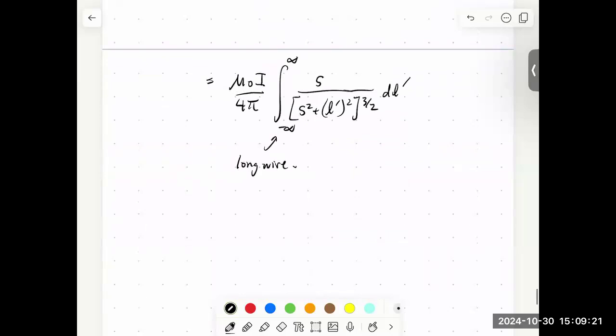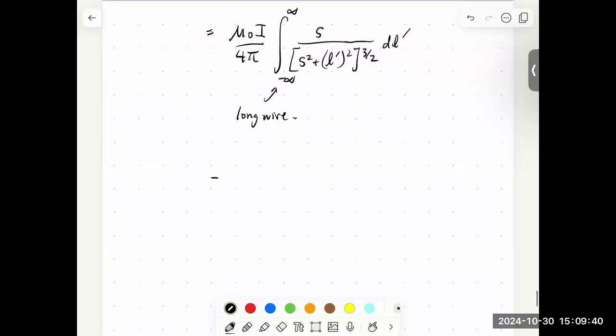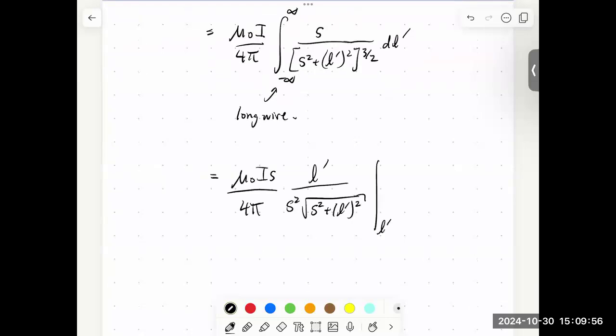Okay, and I'm not going to do the integral, but this is one of those trig function substitutions. I think this is the one where you would substitute L prime as something like s times tan of alpha. And if you do that, or if you look up the integral, what it's going to be is mu naught I s divided by 4 pi, and then you end up with L prime over s squared times the square root of s squared plus L prime squared, from L prime equals minus infinity to plus infinity.